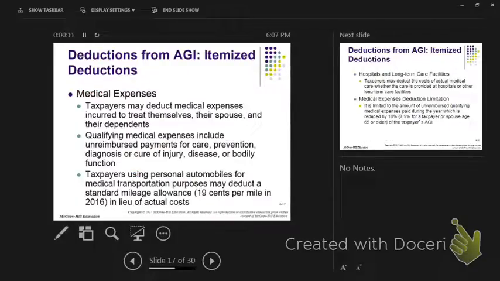Okay, so now let's start talking about, that's our last before we get into from AGI. All right, so from AGI, it starts talking about itemized deductions. Now, itemized deductions are going to be on the second page of your 1040. Going to be on line 40. And this is where you're going to take the higher of your standard deduction or your itemized deduction.